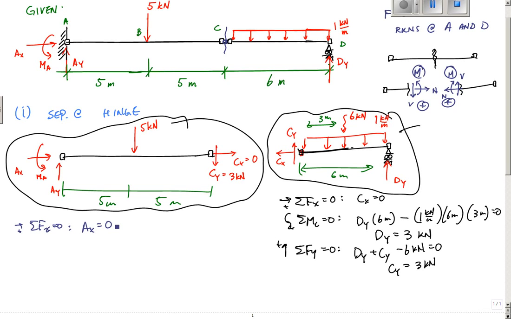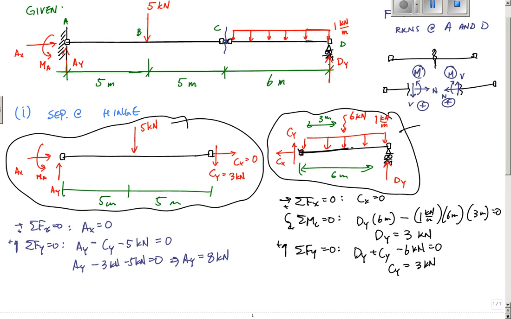Then I can apply the sum of the forces in the y equal to 0. I'll say vertical upwards is positive. That would tell me that Ay plus Cy minus 5 kilonewtons equals 0. Aha, I almost made a mistake here. This right here is minus Cy, okay? And here, this would tell me that Ay minus 3 kilonewtons minus 5 kilonewtons equals 0. That tells me that Ay equals 8 kilonewtons.